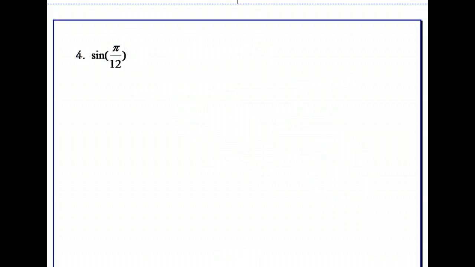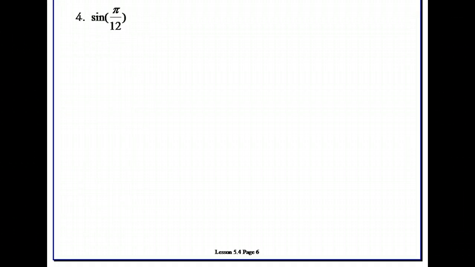All right, next question. Let's do the sine of pi over 12. Ooh, don't know if you like radians so well. If you don't, let's switch it to degrees. Remember your conversion factor, times 180 over pi. Look at that. The pi's are going to cancel out on you. How many times does 12 go into 180? How nice is that? 15.